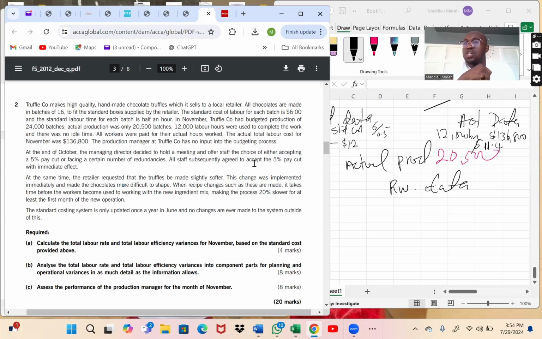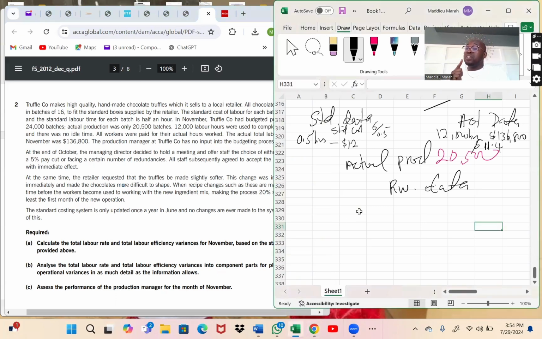Rate. Very good. So our rate was how much? 12. And our 12 rate, we have to get a 5% pay cut. So we have to reduce our 12 rate by 5%. So that will be our revised rate. Clear? It's either we accept a 5% pay cut or we face certain redundancies, but we all unanimously agree to a 5% pay cut. Is that clear?